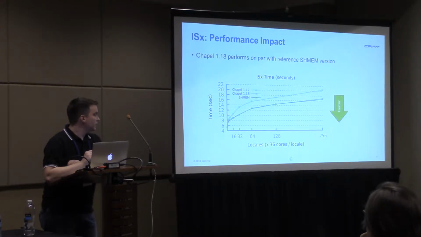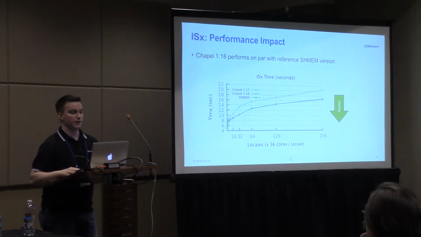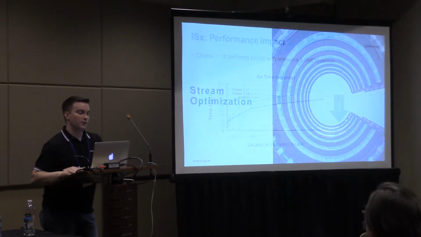It's actually a little hard to see in the graph, but the dark blue line overlaps with the green line mostly now. So we can see that up to 256 nodes here, ISX is competitive with the SHMEM version. And again, this is all about bulk communication optimizations. And moving on to Stream.